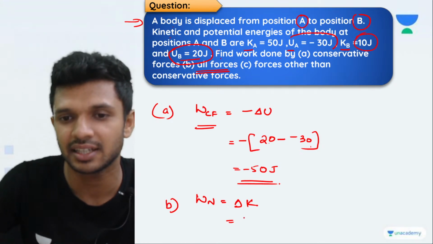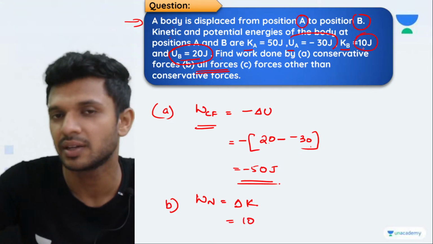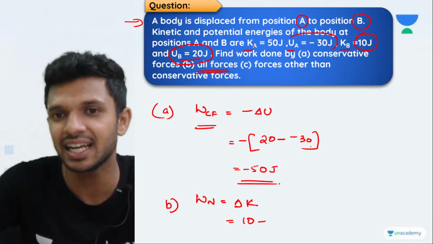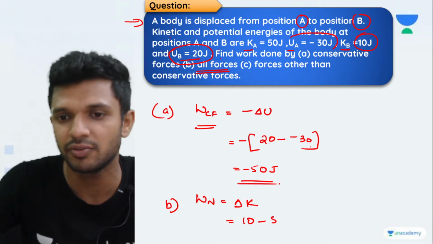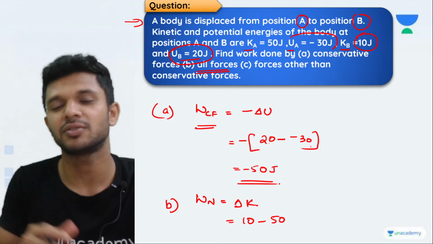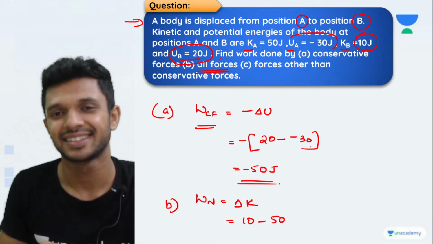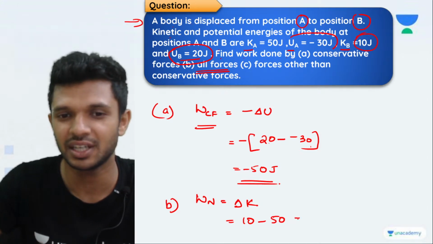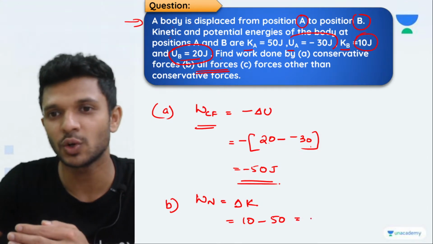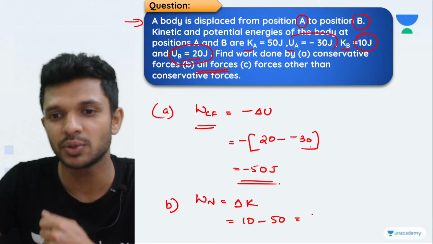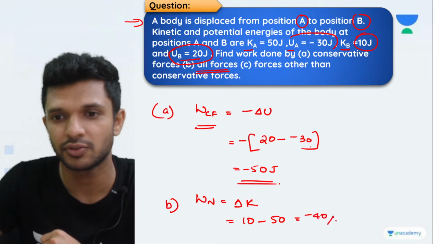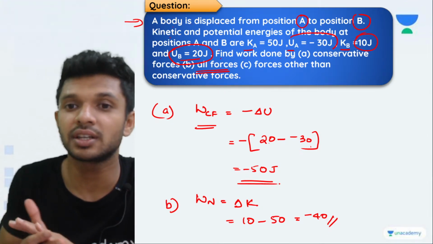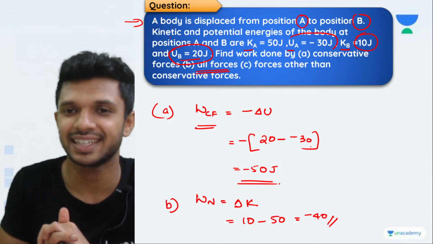Final kinetic energy, that is 10. Can you see KB, the kinetic energy at the point B, minus initial kinetic energy, how much is it? 50. So 10 minus 50, what is that? So that is equal to minus 40. Minus 40 is the work done by all the forces, right?